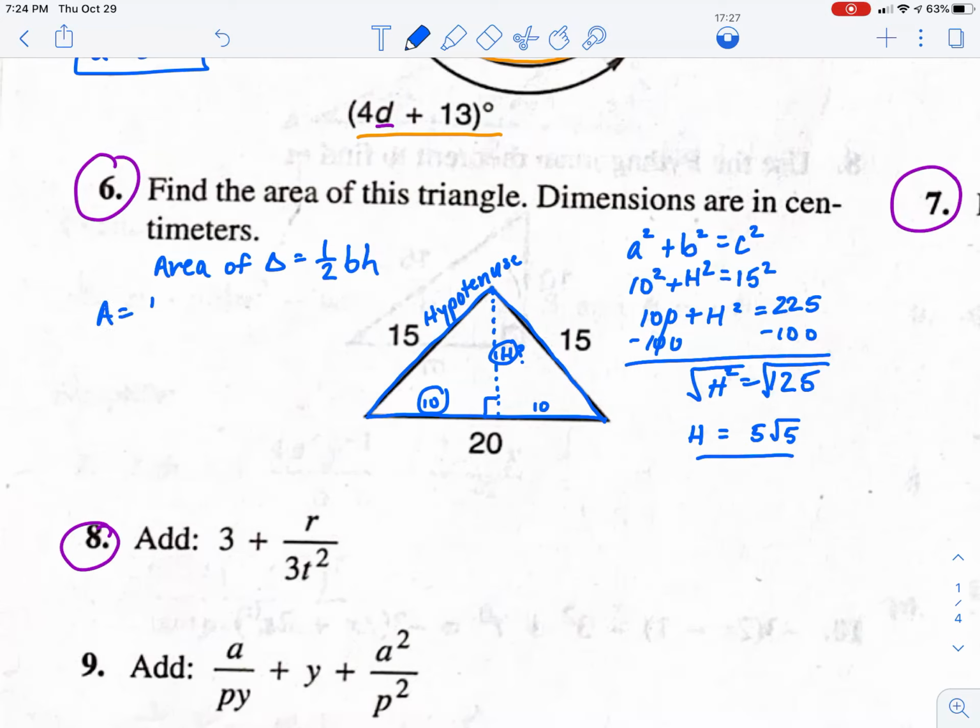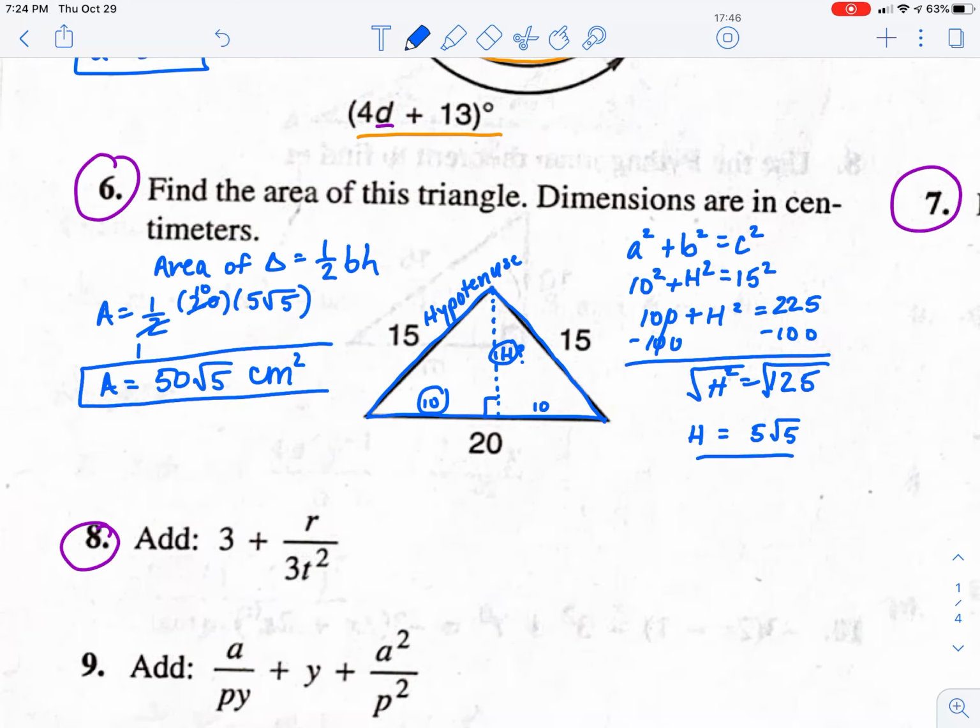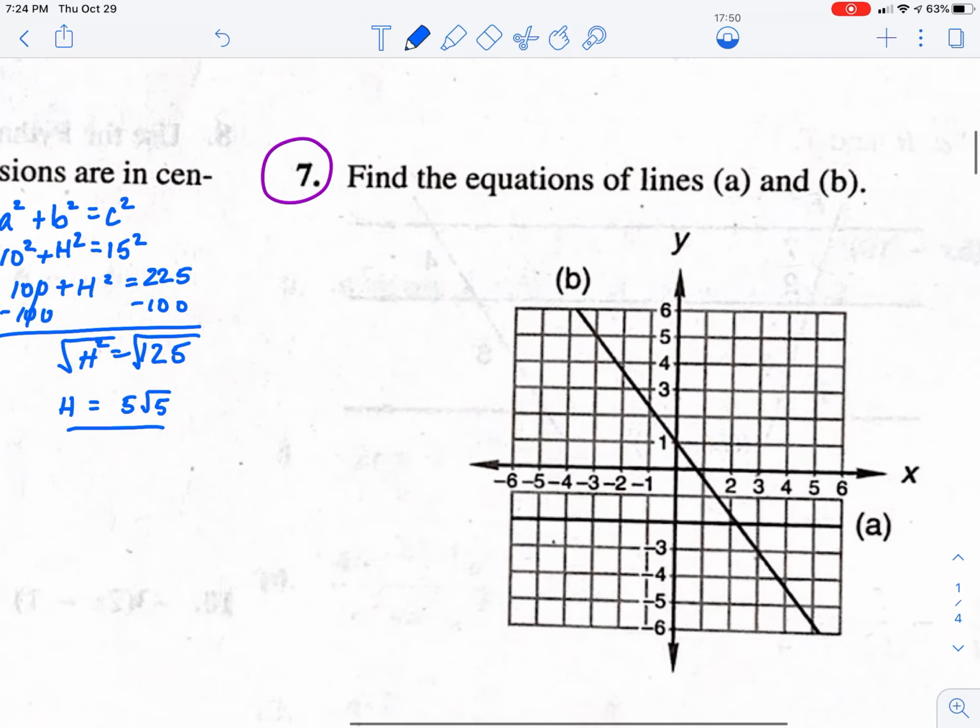So area is going to equal 1/2 the base, which is 20, times the height, which is 5 square roots of 5. Now let's do some cross canceling. My area is going to be equal to 50 square roots of 5. That feels a little better. Centimeters squared. Box in my answer. There you go. All right, let's move to number 7.